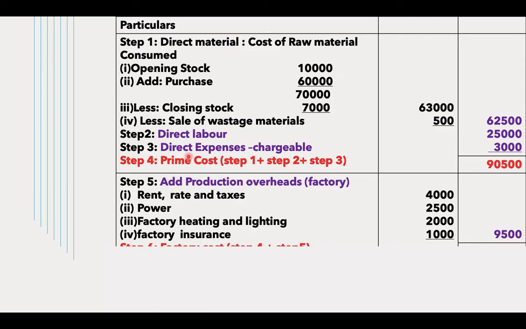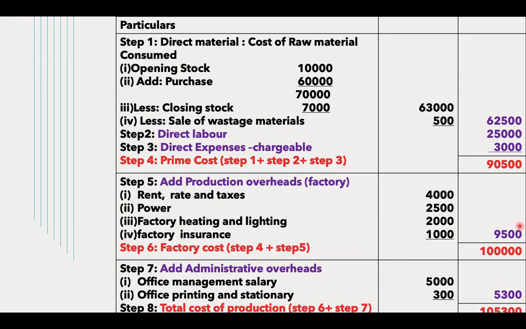Along with the prime cost, we have to add the factory overheads or the production overheads. So from the problem we have rent, rates and taxes, which is 4,000, and power 2,500, factory heating and lighting 2,000, and factory insurance 1,000. So if we add all these production overheads, we will be getting total as 9,500. So we have to add this 9,500 along with the prime cost. So we will be getting the next one. It is the factory cost, it is 1 lakh.